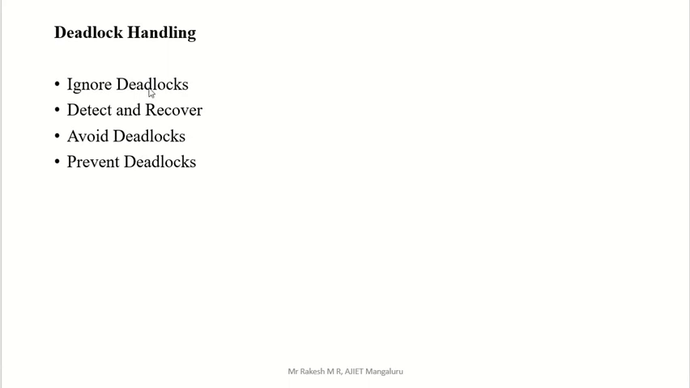Again, related to these four, we have different algorithms like resource allocation graph, safety algorithm, resource request algorithm, banker's algorithm, wait-for graph, deadlock detection algorithm. Like this, we have a lot of algorithms to avoid deadlock. So these are the four ways to handle it: ignoring, detecting and recovering, avoiding deadlock, preventing deadlock. So these are the things related to deadlock handling.